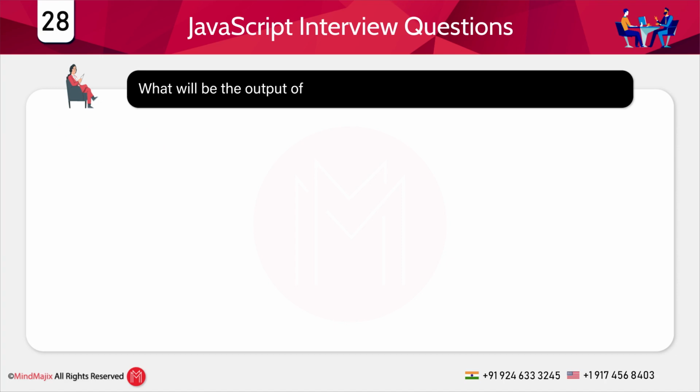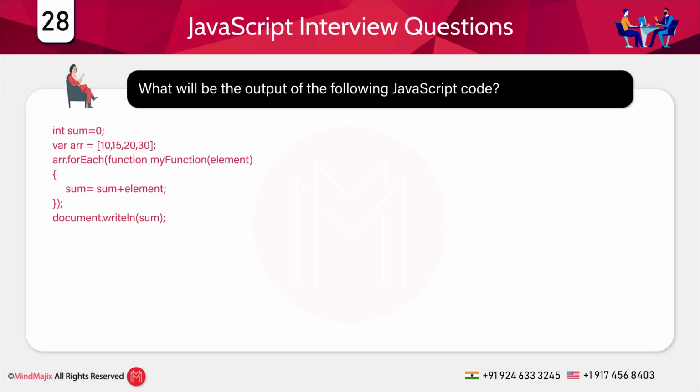What will be the output of the following JavaScript code? Sum equals 0, array equals 10, 15, 20, 30. Array.forEach calls myFunction with element, where sum equals sum plus element. After completing the function, document.write sum. So this code is used for finding the sum of all these elements. The answer is 75: 10 plus 15 is 25, 25 plus 20 is 45, 45 plus 30 is 75. So the answer is 75.